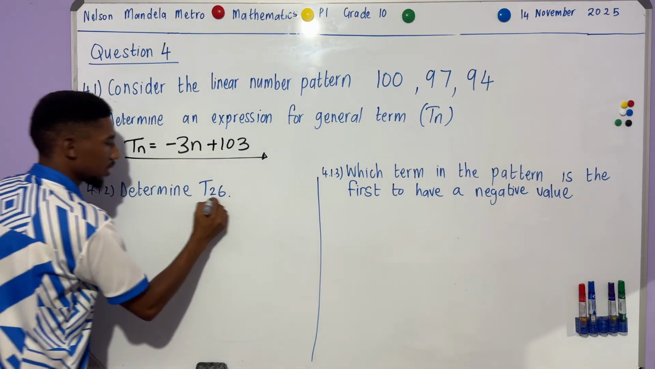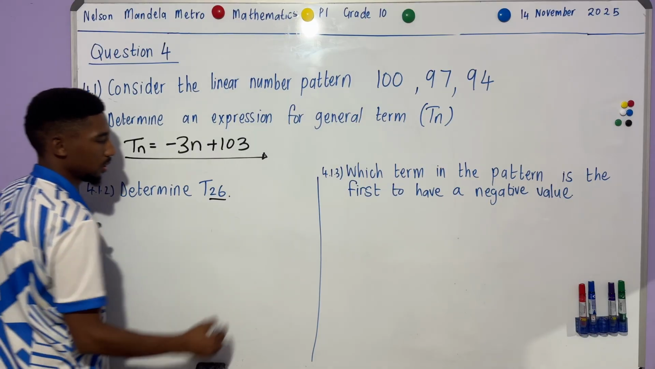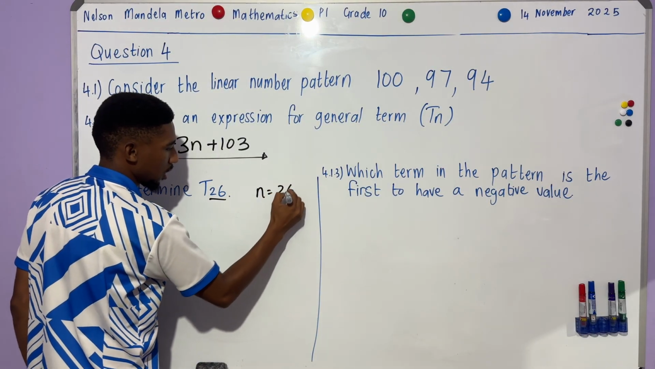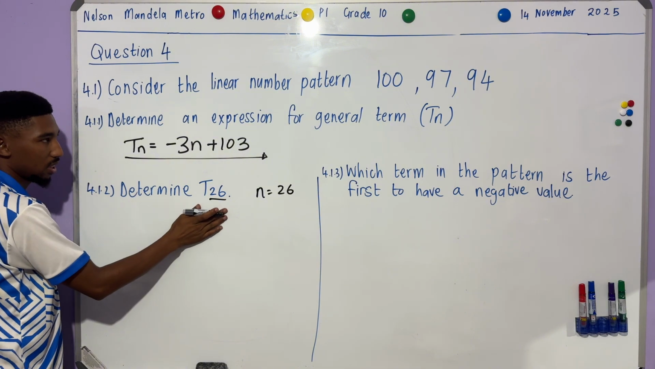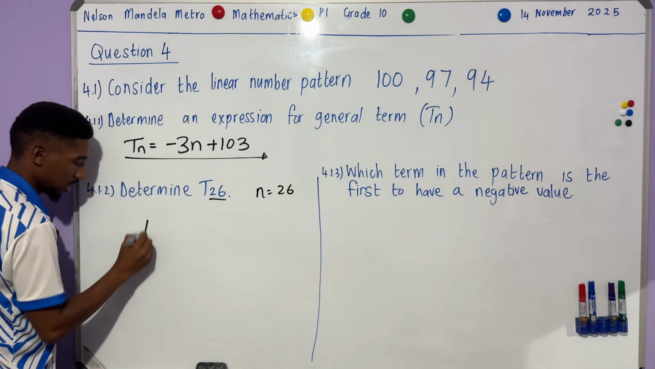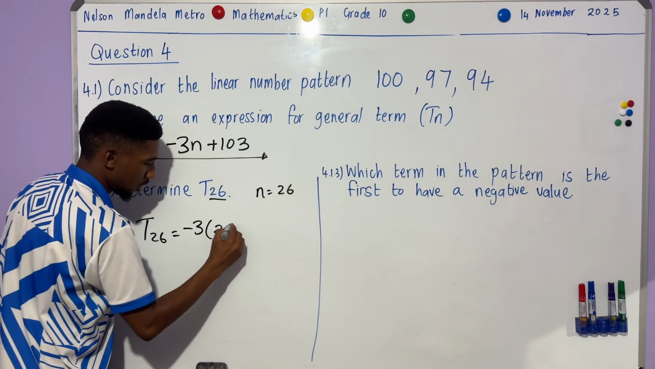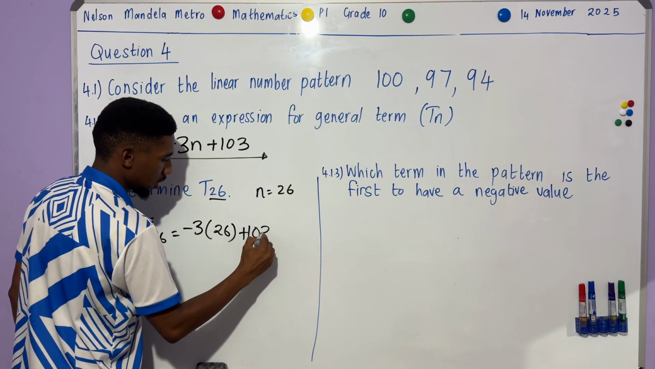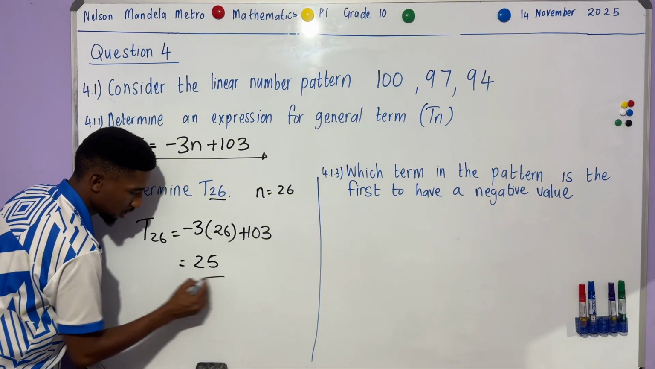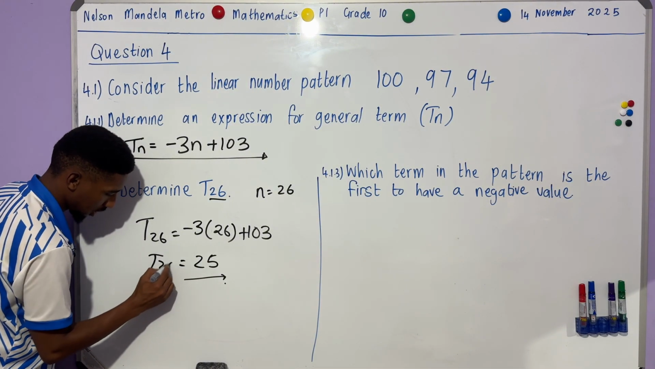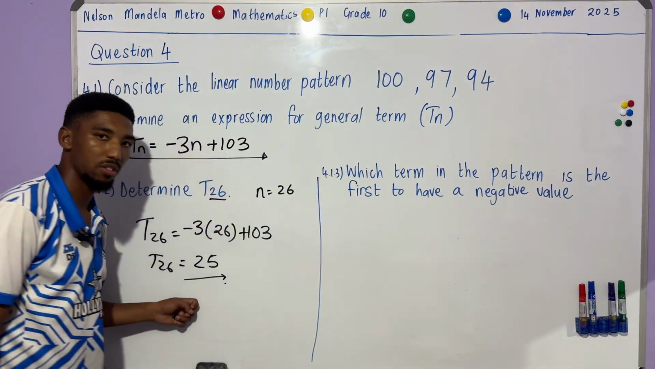Okay, T26. 4.1.2, determine T26. So we know that n is equal to 26. This is telling us to determine the 26th term in the number pattern. So we can say T26 is equal to minus 3 times 26 plus 103, and that is equal to 25. So the 26th term in the sequence over here is equal to 25.